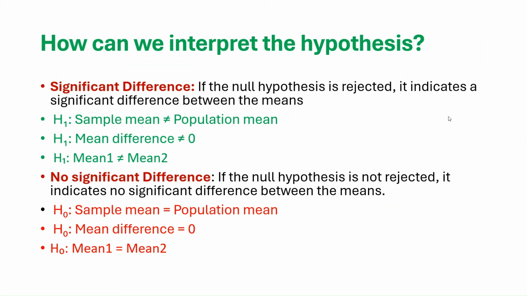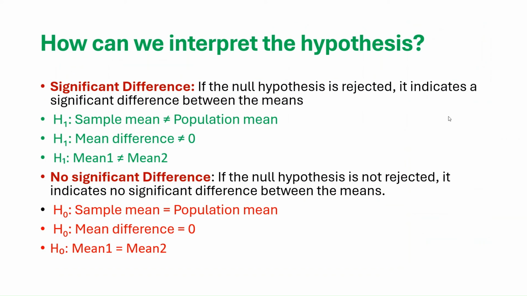At the last, how can we interpret the hypothesis? After applying the test, whether the t-test, z-test, or any type of test, you have to interpret the hypothesis by using the p value, t value, or f value. With the t-test, we are finding significant differences between two means. If the null hypothesis is rejected, it indicates a significant difference between the means. For example, sample mean is not equal to population mean in a one sample t-test. If the alternative hypothesis is accepted, or you can say we fail to reject the null hypothesis, sorry, then the sample mean is not equal to the population mean, meaning there is a significant difference between them.